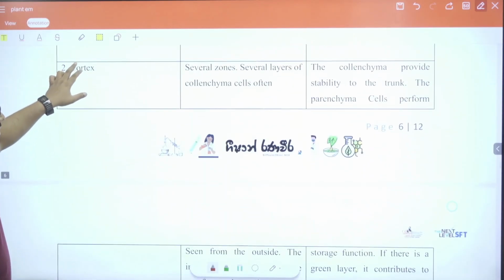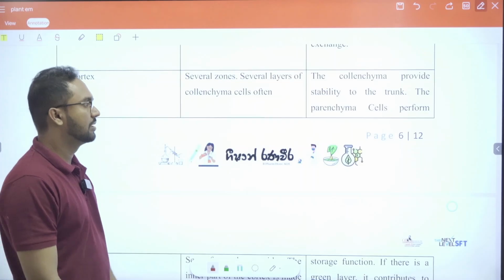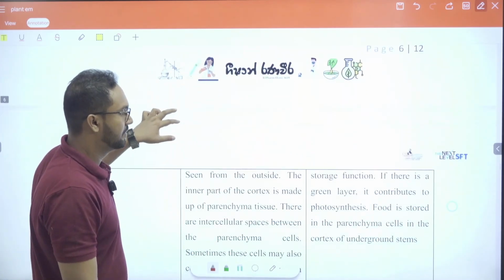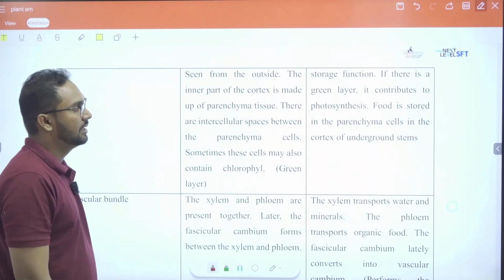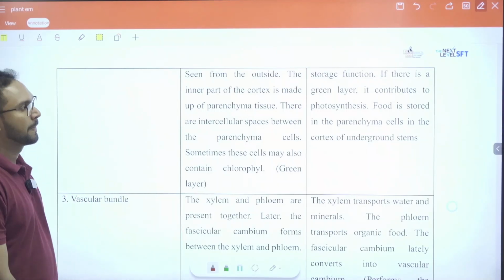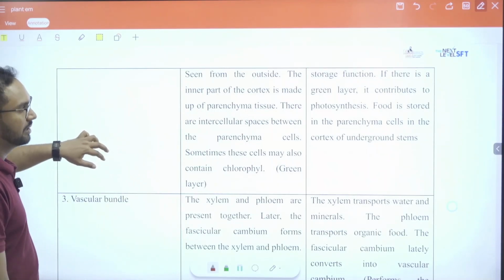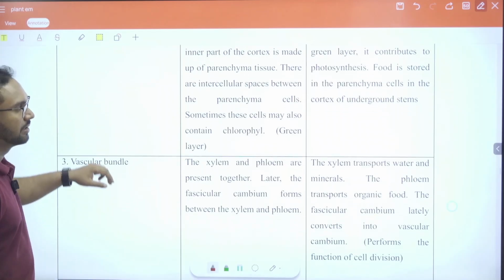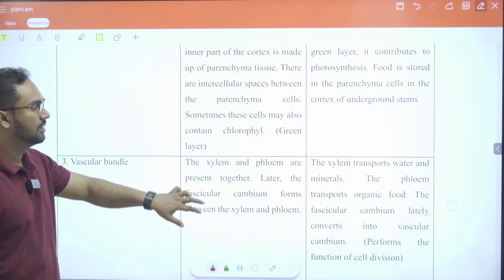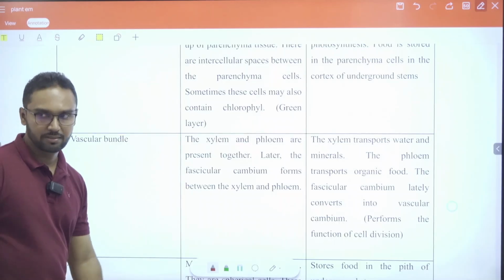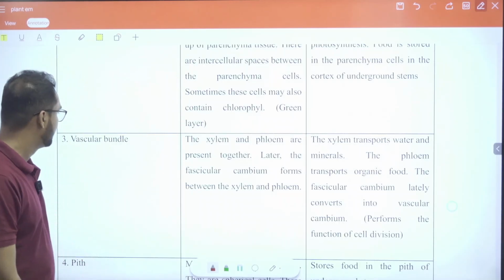And the collenchyma provides stability to the trunk. The parenchyma cells perform a storage function. If there is a green layer, it contributes to photosynthesis. Food is stored in the parenchyma cells in the cortex of underground stems, right? Normally in a primary plant stem they are there to store food.